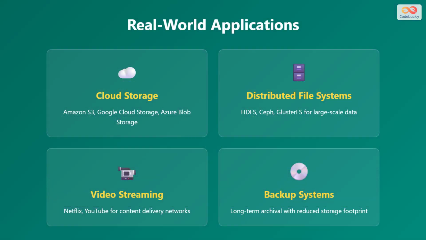Erasure coding is used extensively in modern systems. Cloud storage providers like Amazon S3, Google Cloud Storage, and Azure Blob Storage employ erasure coding. Distributed file systems such as HDFS, Ceph, and GlusterFS use it for large-scale data management. Video streaming platforms like Netflix and YouTube leverage erasure coding in their content delivery networks. It is also ideal for backup and archival systems, where long-term storage efficiency is critical.